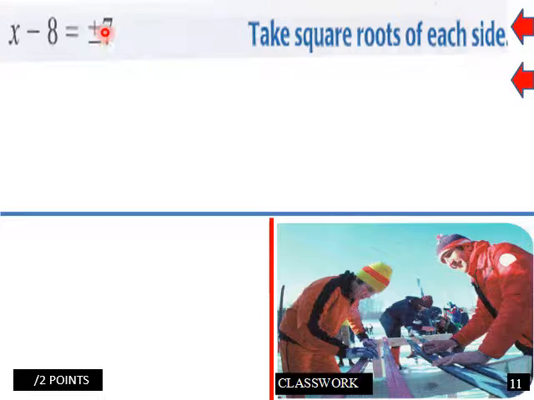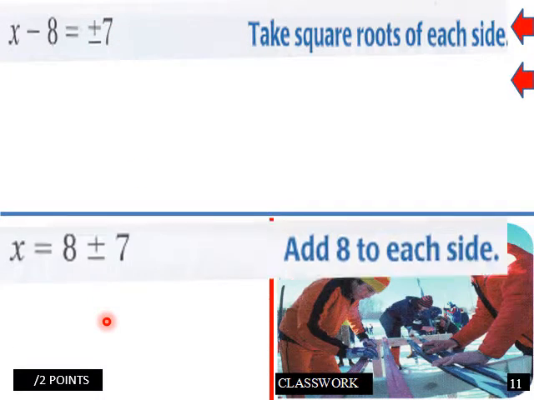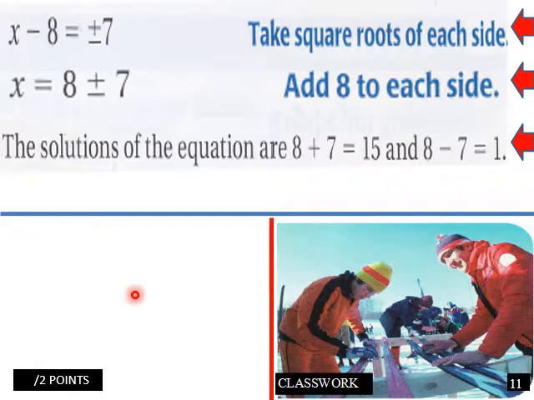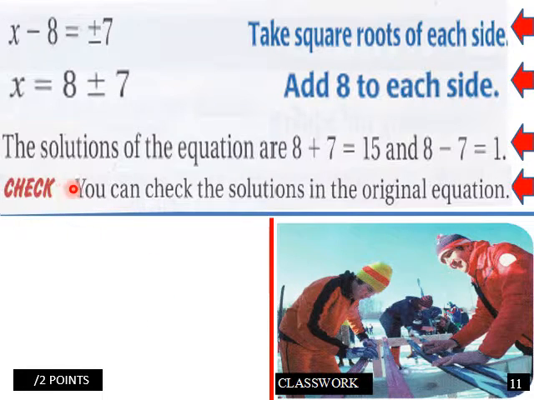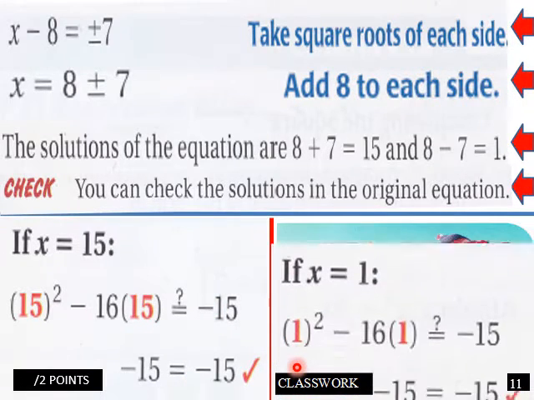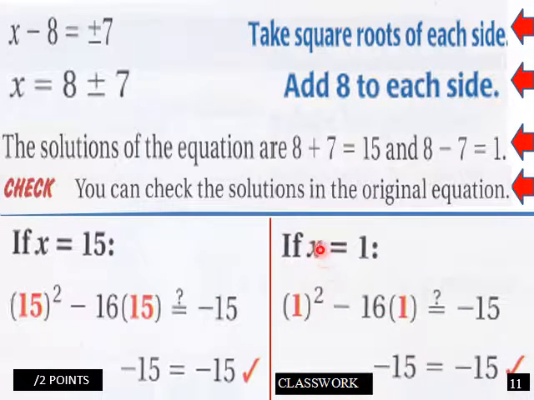Then x minus 8 equals plus or minus 7. We take the square root of both sides. x equals 8 plus or minus 7. And then the solutions of the equation are 8 plus 7, which is 15, or 8 minus 7, which is 1. So those would be your x values for solving that trinomial. You can check the solutions in the original equation. Here's the check for 15: 15 squared minus 16 times 15 equals negative 15. And then here's the other check when x equals 1. And that checks too. So this solution right here checks.